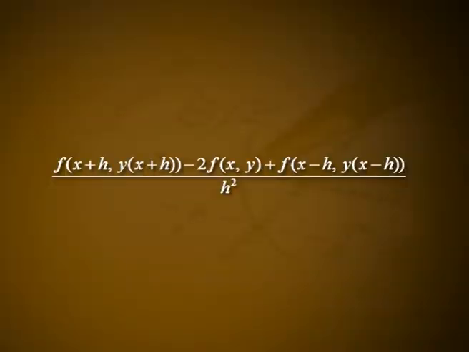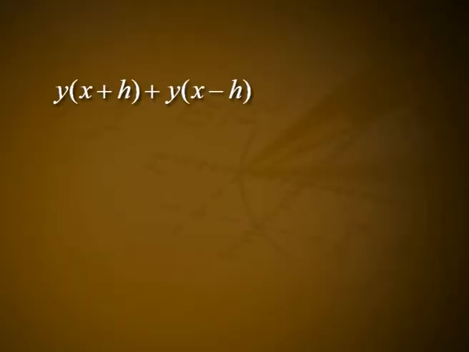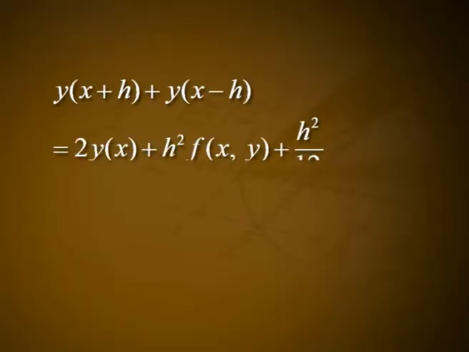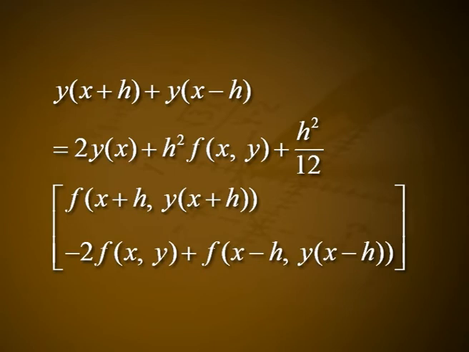finally substituting the expression [f(x + h, y(x + h)) − 2f(x, y) + f(x − h, y(x − h))]/h² for the second derivative of f(x, y(x)) with respect to x. The result is y(x + h) + y(x − h) = 2y(x) + h² f(x, y) + (h²/12)[f(x + h, y(x + h)) − 2f(x, y) + f(x − h, y(x − h))].